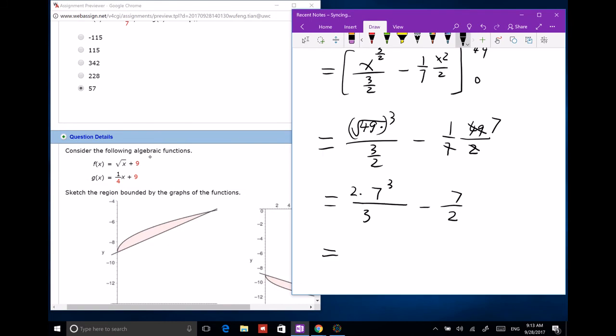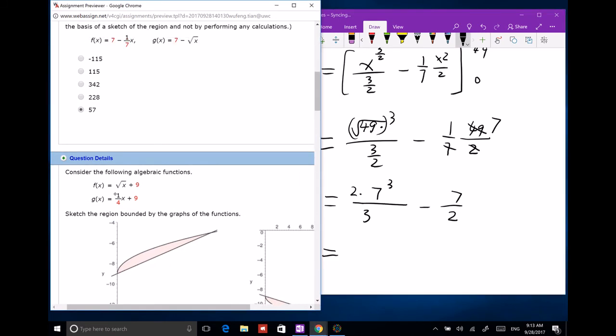So estimate, use a calculator, and find this. It's either this one or this one. This is about 2/3 of 49, about 200, 100. I think it's this one. Okay.